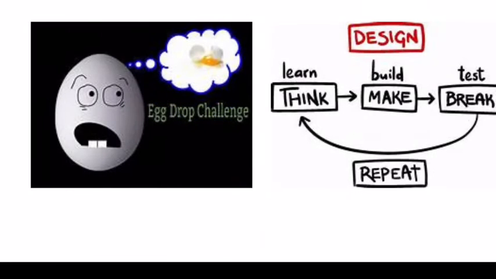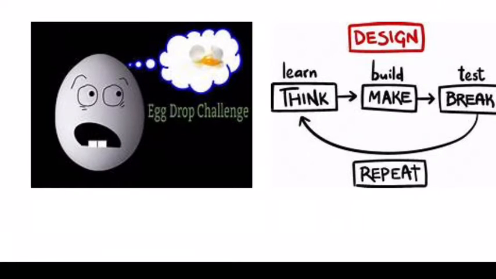The egg drop project is the trademark of our engineering program. The reason the egg drop is infamous with engineering projects is because it illustrates the core principle of the engineering field, the design process. The design process consists of 4 main iterative steps, which are think, make, break, and repeat.